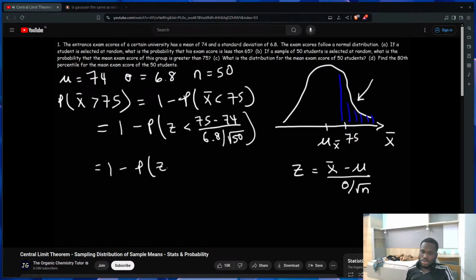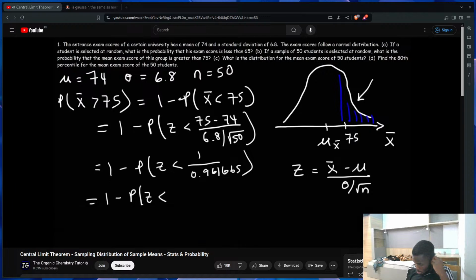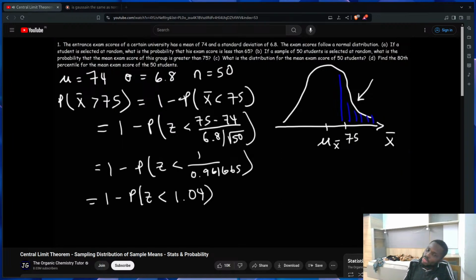So 75 minus 74, that's going to be 1. And 6.8 divided by the square root of 50, that's 0.961665. So 1 divided by that number is approximately 1.04 if you round it. So now we can go to the positive z table to get the area corresponding to this value. So this is going to be 1 minus.